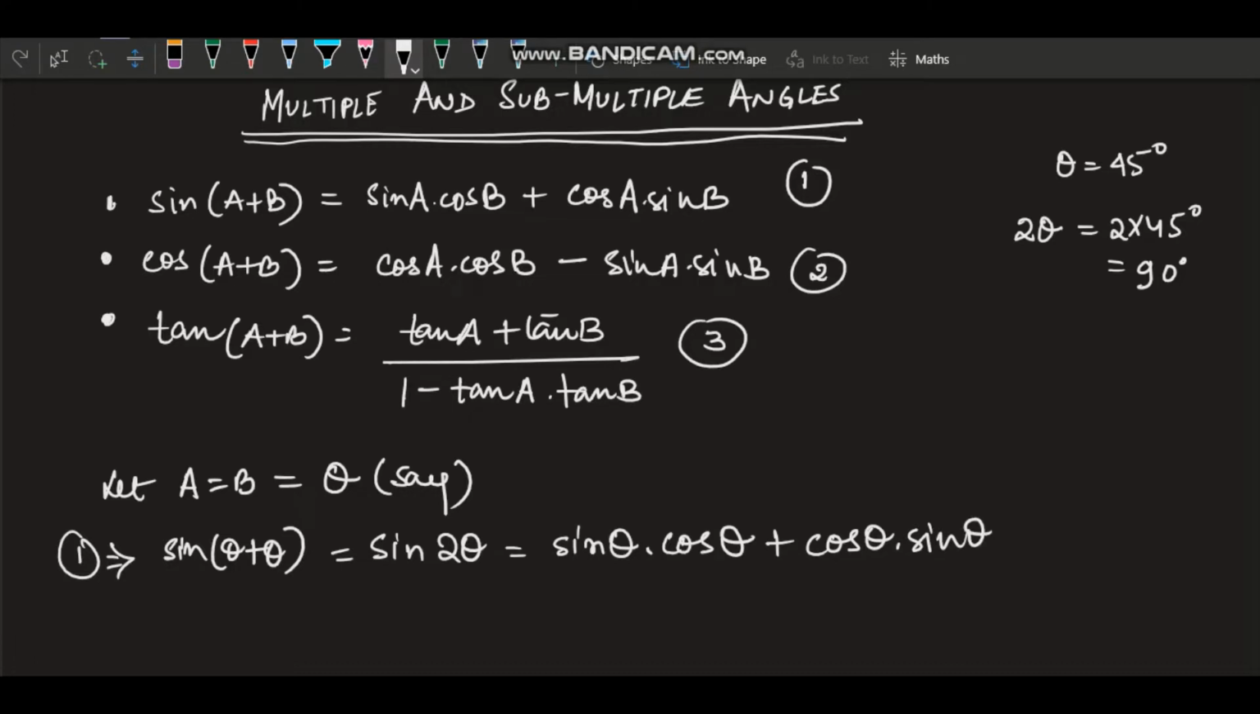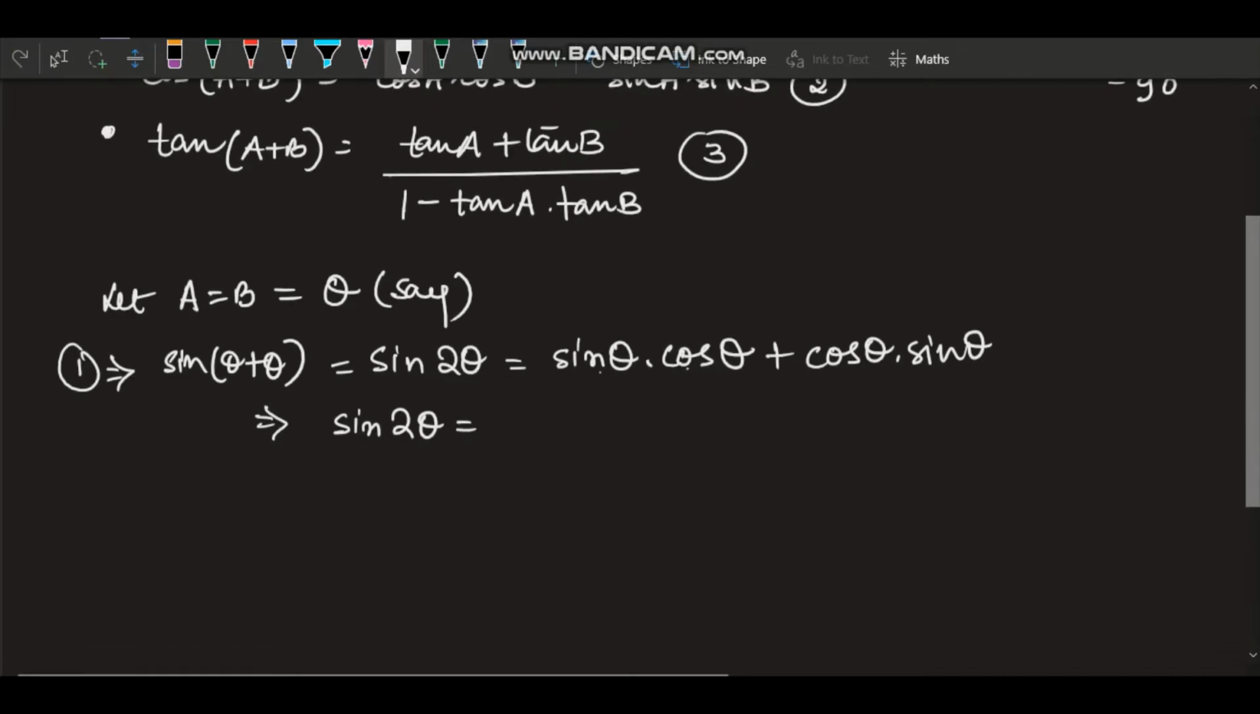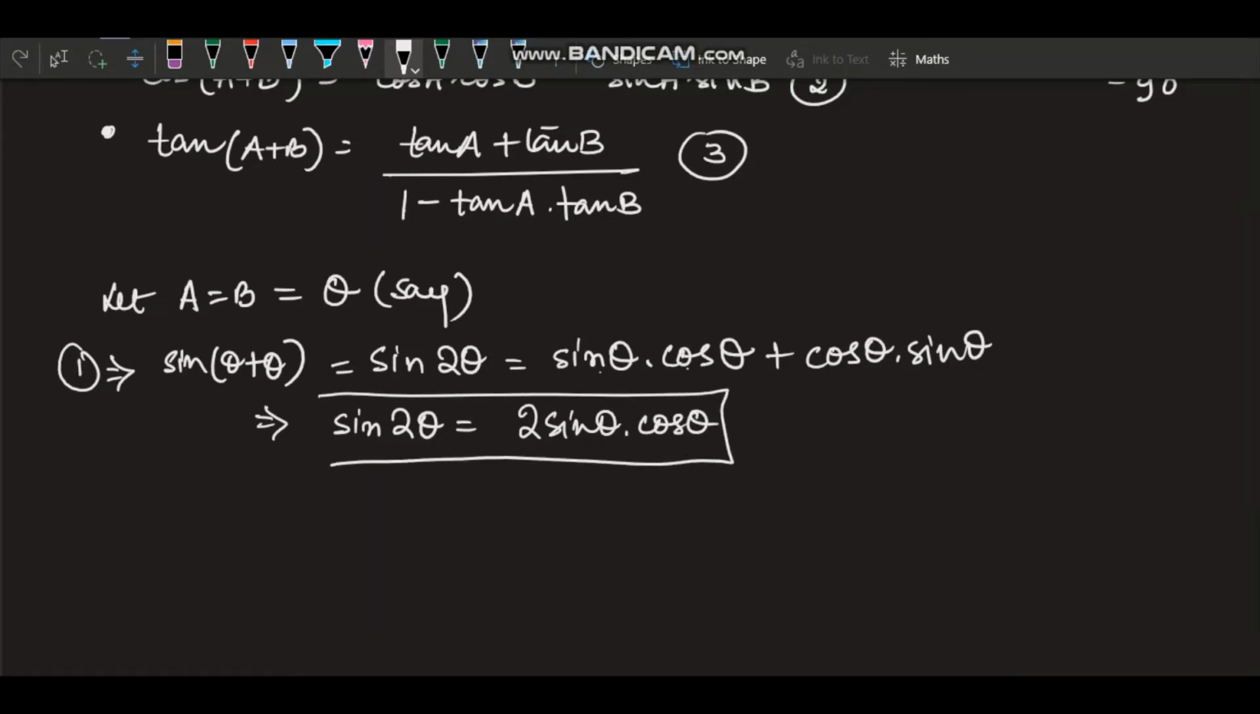So what are we getting? We have got the first formula, which is sine 2 theta equal to sine theta cos theta plus cos theta sine theta. Since multiplication of real numbers is commutative, we can write this simply as twice sine theta into cos theta. So this is, say, given the number 4.